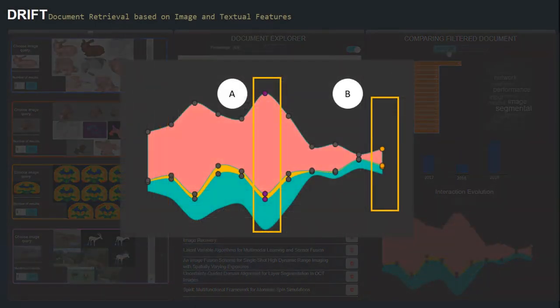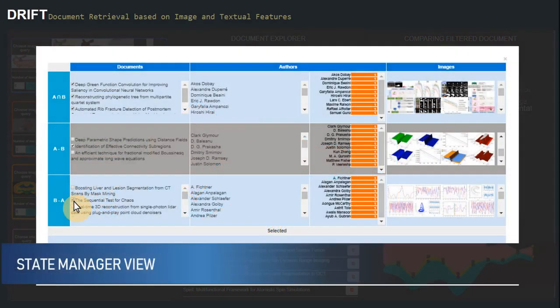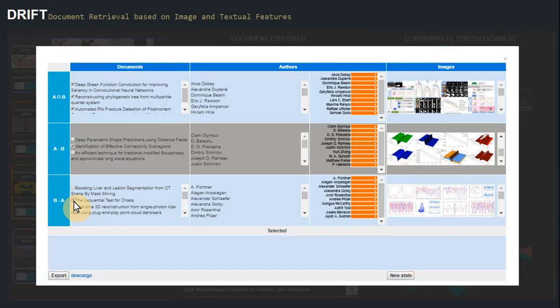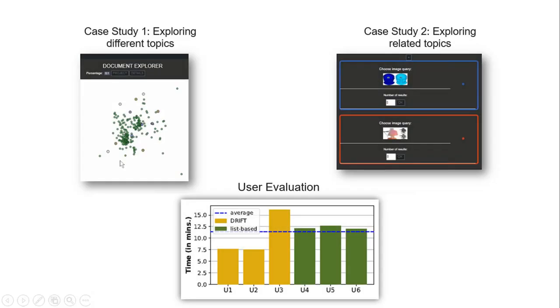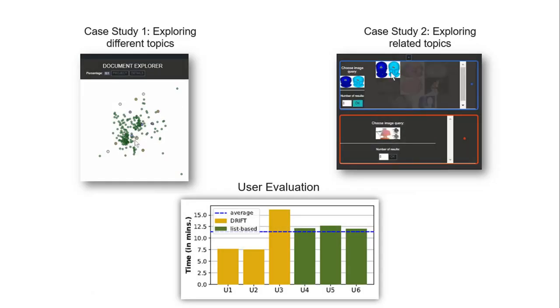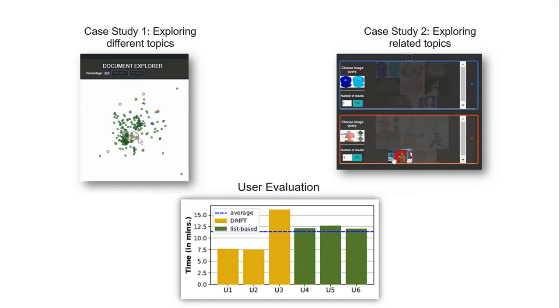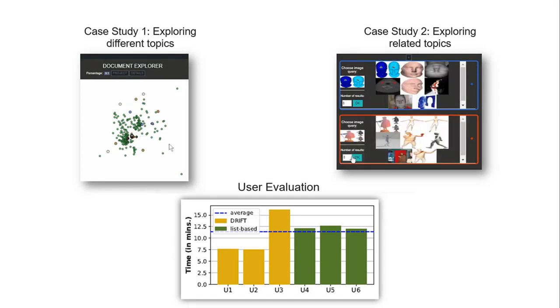Choosing A and B states makes it possible to compare them for filtering. State Manager View. This view displays titles, authors, and images. Besides, it adds the option to select the most important documents for the analyst. Finally, a more filtered state containing pertinent items could be generated. The effectiveness of our approach is shown by performing 2 case studies and a user evaluation, which attest to its usefulness for dealing with large scientific article collections.